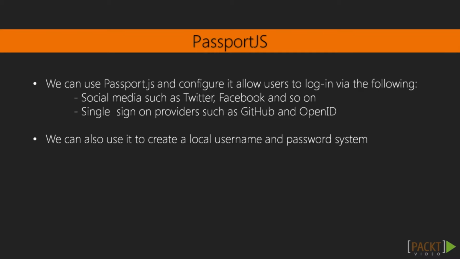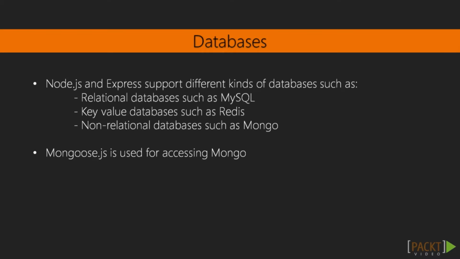In our case, we'll allow people to log in using either Facebook or Twitter. Of course, if we're creating a database of contacts, we'll need to store them in a database. Node.js and Express support many different kinds of databases, including traditional relational databases, such as MySQL, key-value databases, such as Redis, and non-relational databases, such as Mongo. Don't worry if I didn't mention the database you prefer, there is very likely support for it.